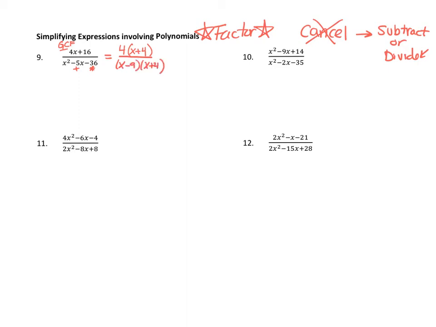All right, so now that I have multiplication on the top and the bottom, now I can divide. So I'm going to divide x plus 4 and x plus 4. And if I divide x plus 4 and x plus 4, I'm going to get 1. And 1, so I'm going to have basically 4 times 1 in the top, which is going to be the same as 4 over x minus 9. And this would be my fully simplified answer. So our goal is to factor and then simplify.